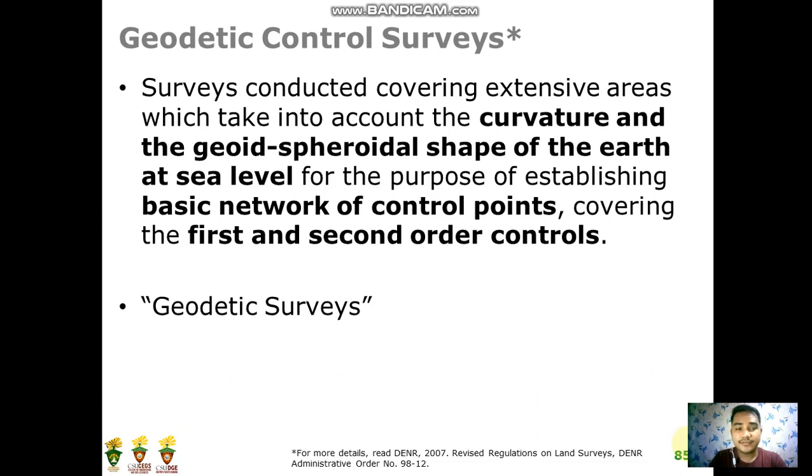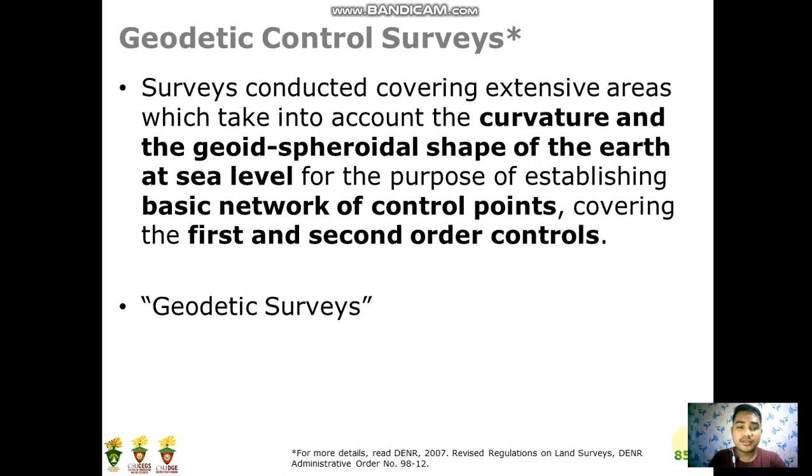And geodetic control surveys, speaking of, so this is the surveys conducted covering extensive areas which will take into account the curvature. Curvature kay dagko naman siya areas, mo cover naman siya pila ka kilometers nga distance. So kinahanglan jud na siya i-take into account ang curvature and the geospheroidal shape of the earth. For the purpose of establishing basic network for control points covering the first and second order controls or first and second order of accuracy of controls.